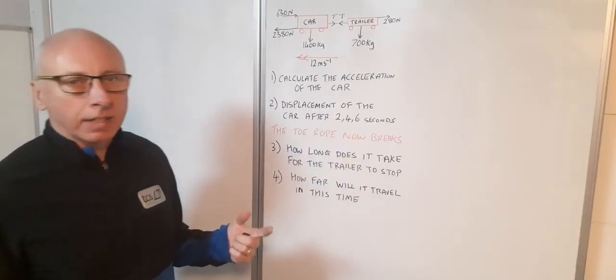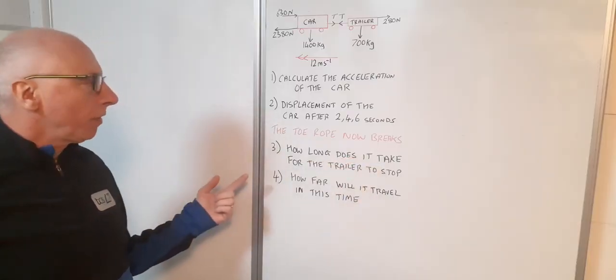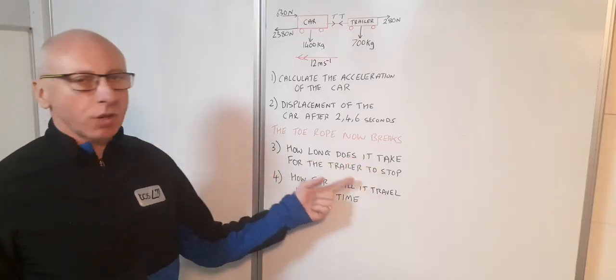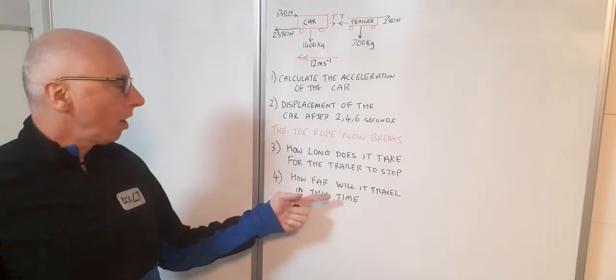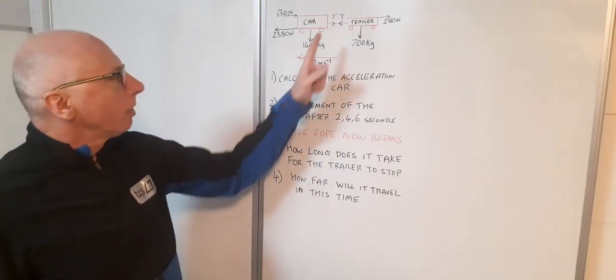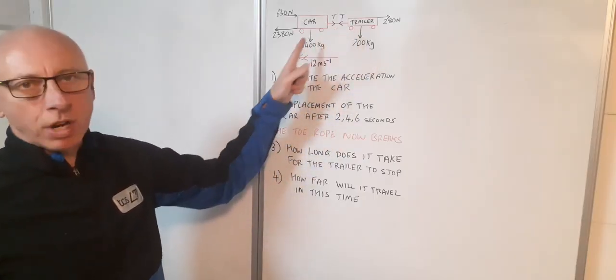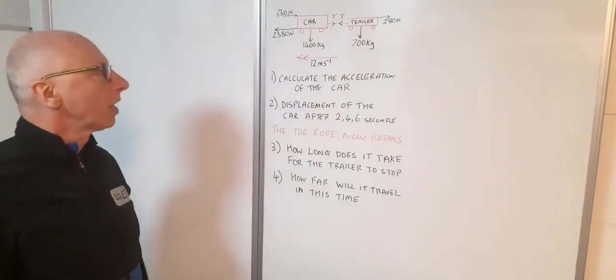Now, when we've done that, the tow rope now breaks. And what we want to do is find out how long it takes for the trailer to stop and how far it will travel until it stops. So it's going along, we calculate these two, the tow rope snaps, and then what happens to the trailer. That's what we're looking for.